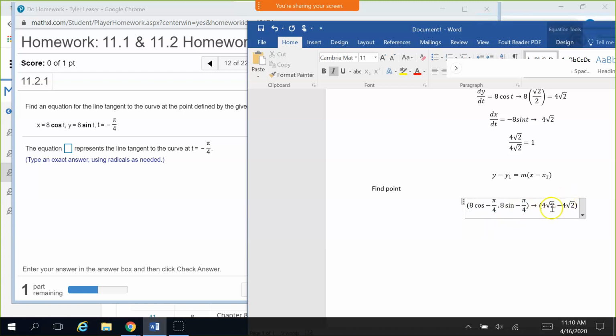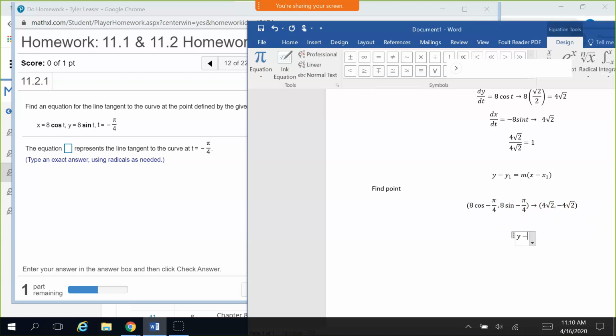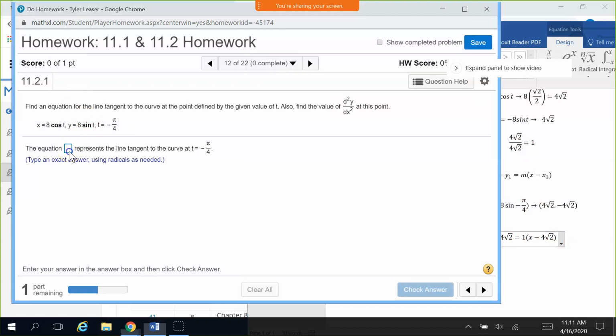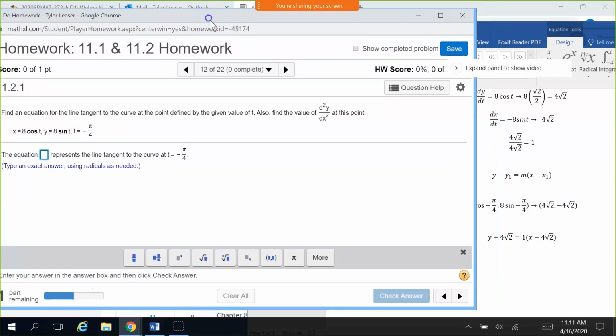Okay. So that's going to be my x1 and y1, which means that my equation is going to be y plus 4 root 2. And that's going to be equal to my slope, which was m, times x minus the x, 4 root 2. And you could probably just type it in just like this. Of course, you could subtract the 4 root 2 over if you really wanted to, but I don't know. There's no point.